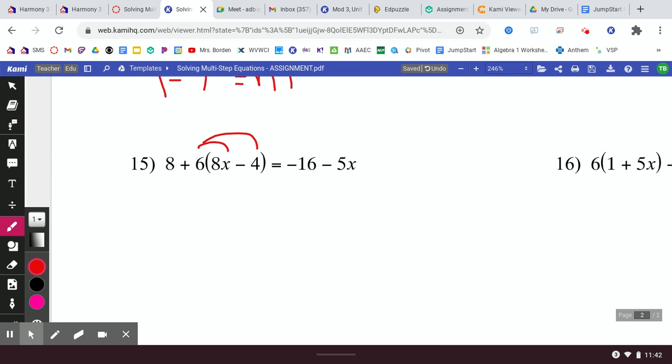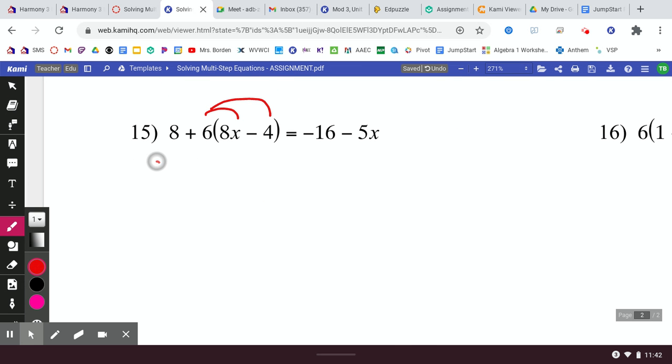Good. We're going to distribute the 6. So we get 6 times 8. Is it 48? 48x. And then 6 times negative 24. I just said the answer. 6 times negative 4. Negative 24. Got so excited I gave you the answer.